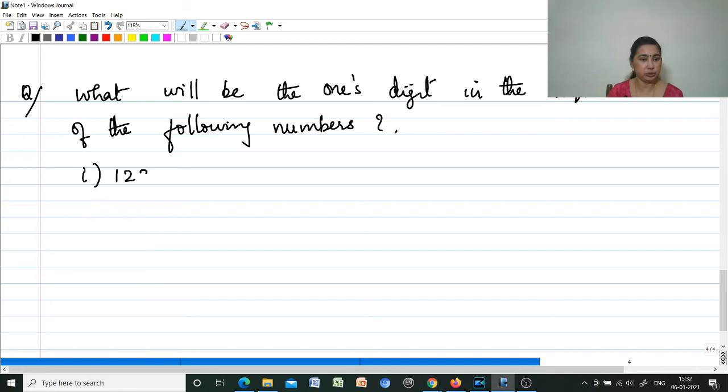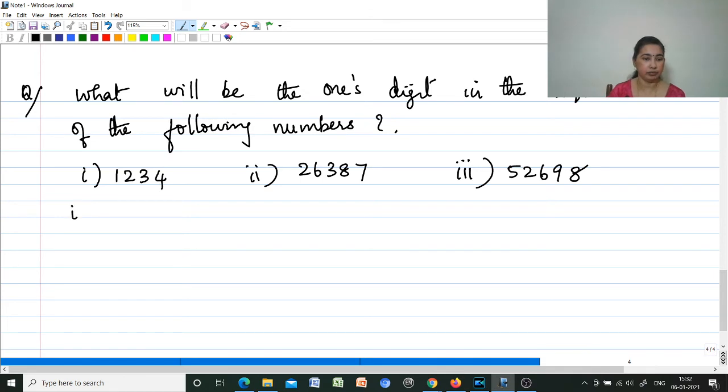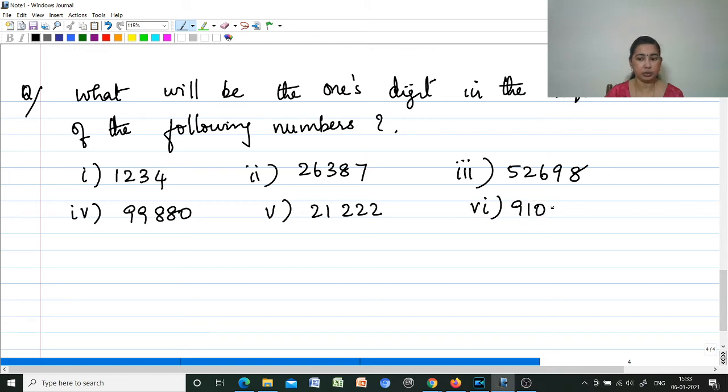First one 1234, second one 26387, third one 52698, fourth one 9980, fifth question 2122, then sixth question 9106. Out of these, we have to find what will be the ones digit in the square of these numbers.